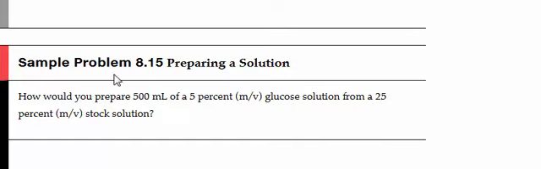Let's consider this sample problem 8.15 from the textbook. How would you prepare 500 milliliters of a 5% mass per volume glucose solution from a 25% mass per volume stock solution? So pause the video and solve this problem.